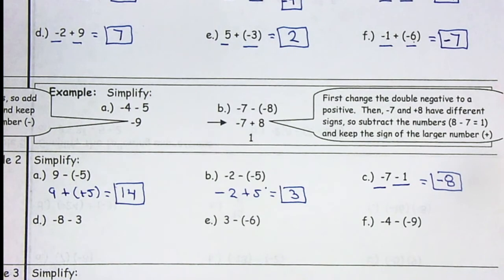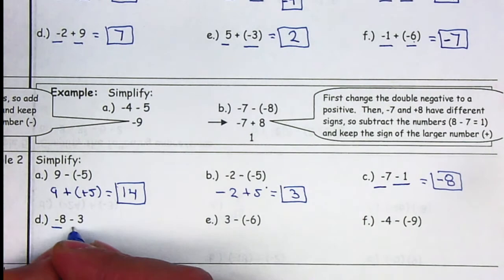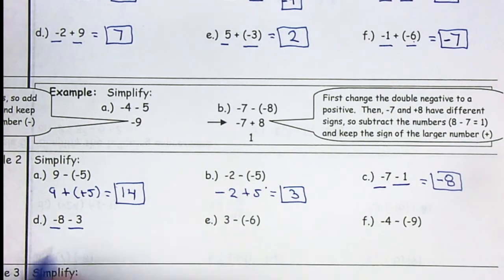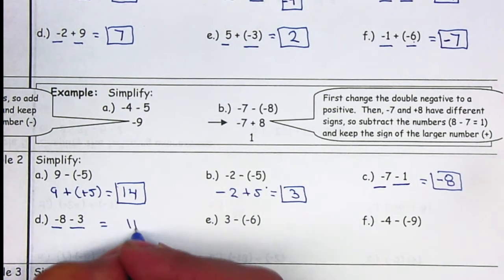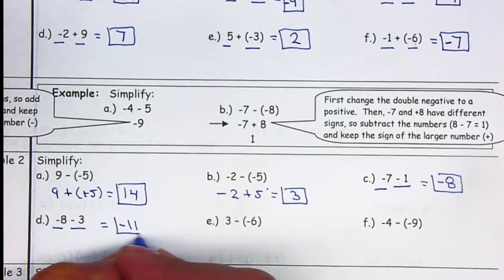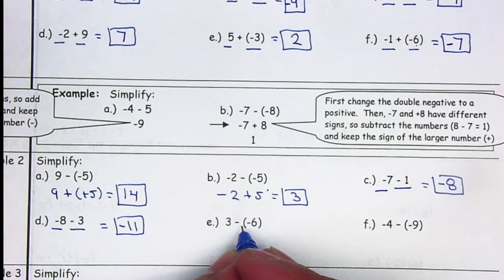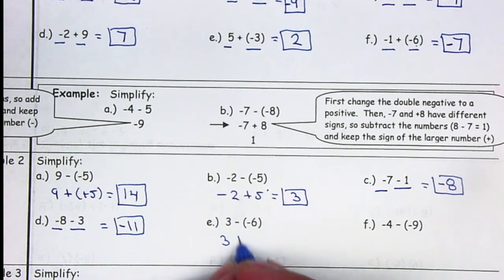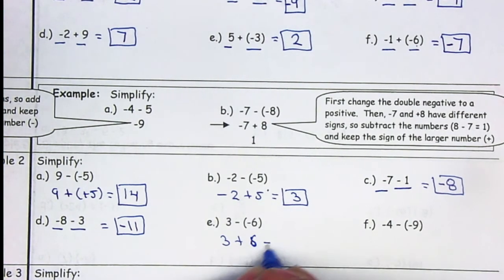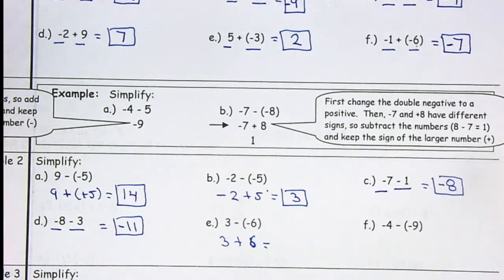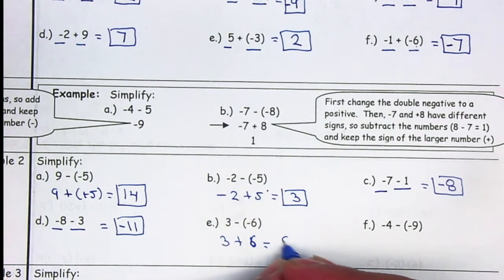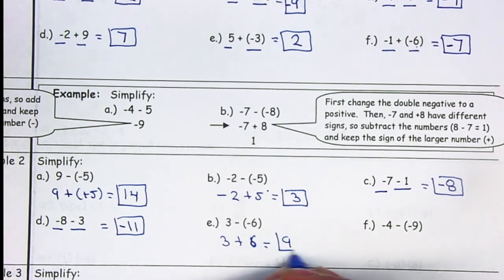Let's go and try D, E, and F. For letter D, this is a negative 8 and a negative 3. They have the same sign. We are going to be adding and keep the sign of the bigger number. When we have 2 negatives, that's going to become a positive. We're going to rewrite it as an addition. And we are going to be adding and keeping the sign of the bigger number, which is just positive 9.